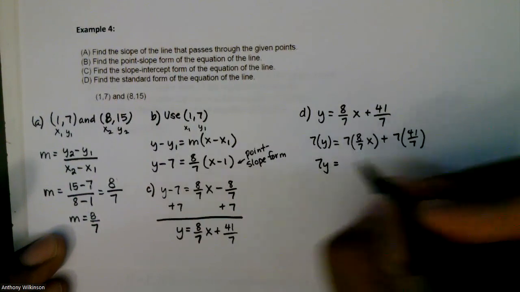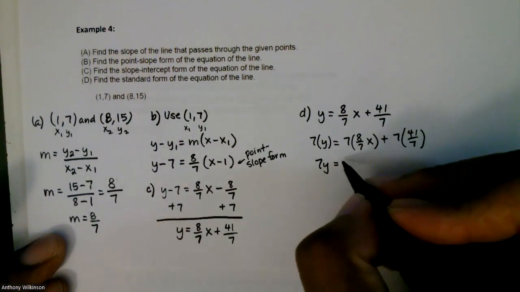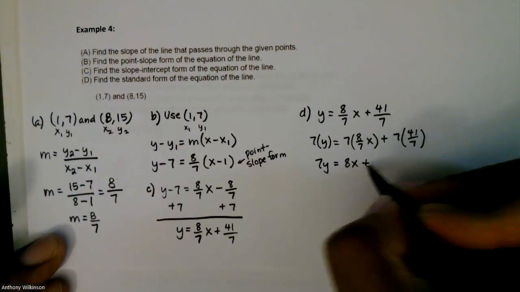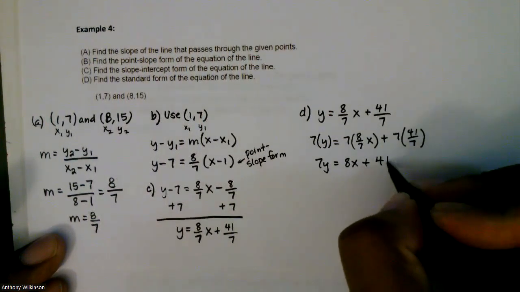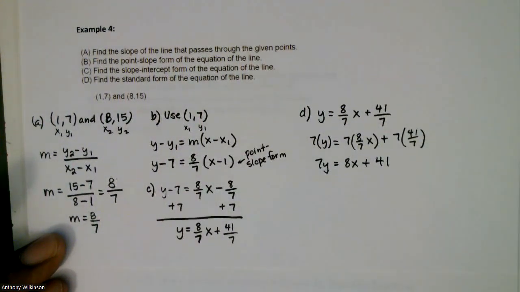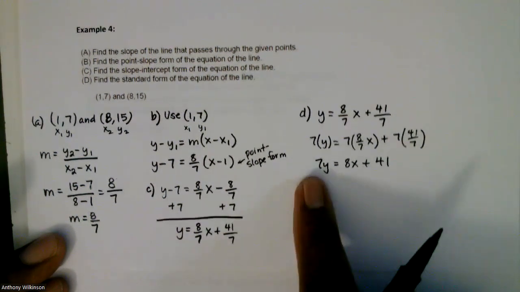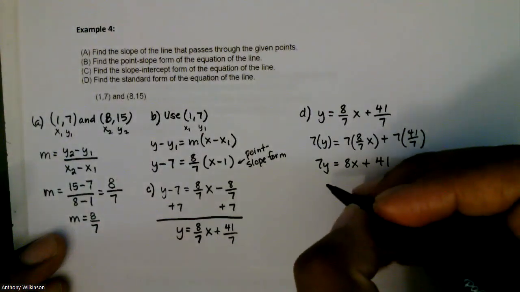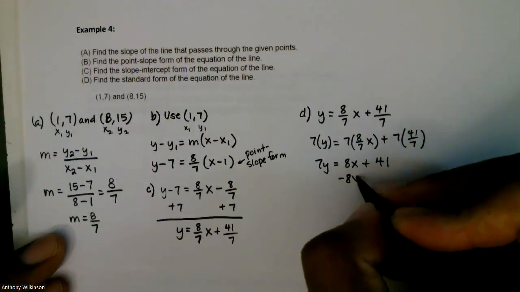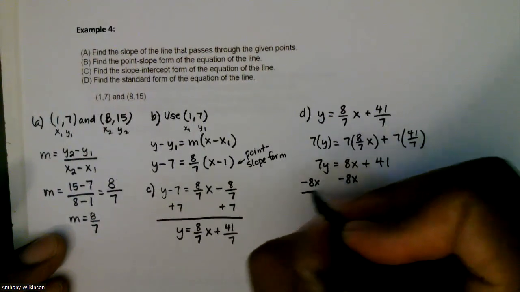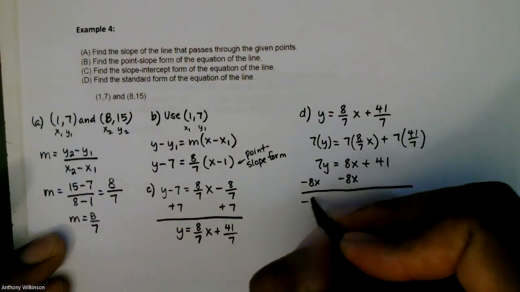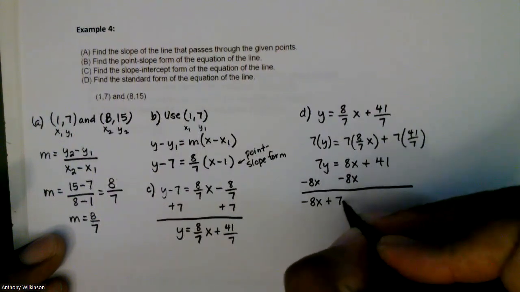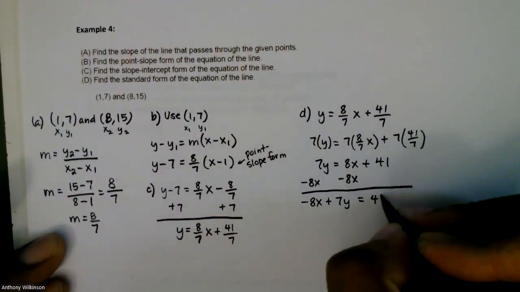So that means 7y is equal to, these 7's divide out, I have 8x, plus these 7's divide out, I have 41. So I get 7y is equal to 8x plus 41. Now let's move the 8x over to where the 7y is by subtracting 8x on both sides. So I have negative 8x plus 7y is equal to 41.